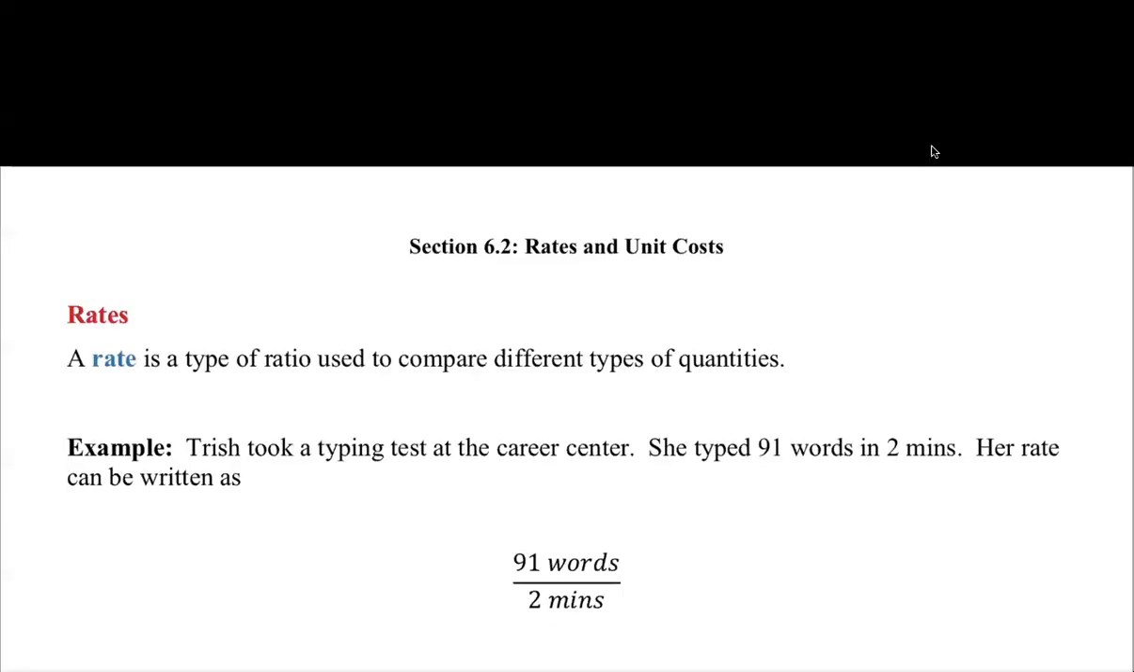So this is your lecture video on section 6.2, rates and unit costs. A rate is a type of ratio used to compare different types of quantities. In the last section, we worked with this idea of ratio. A ratio, just to remind you, we rewrote as a fraction, A over B. It compares two quantities. And in the ratio, these were always like quantities.